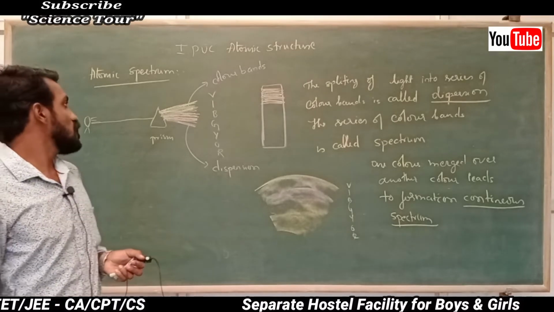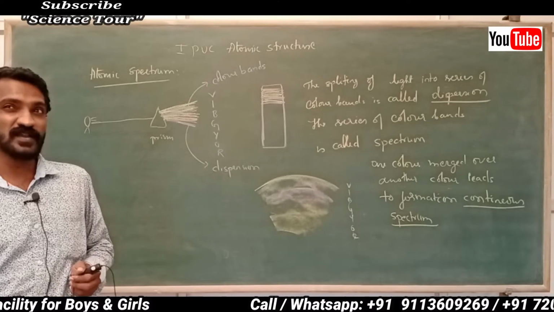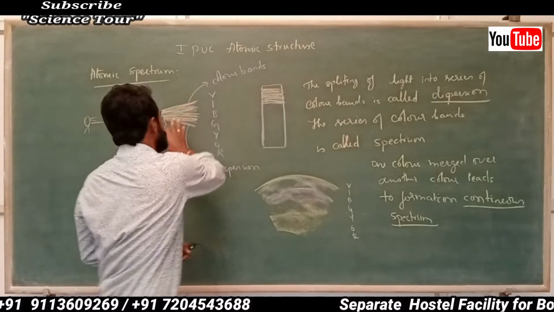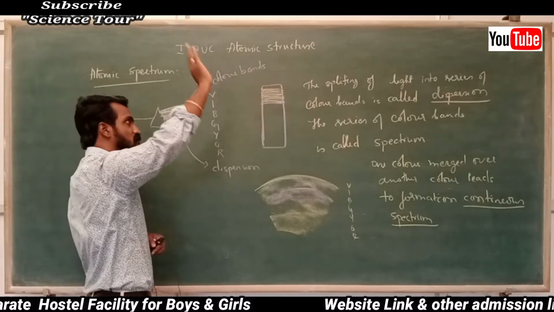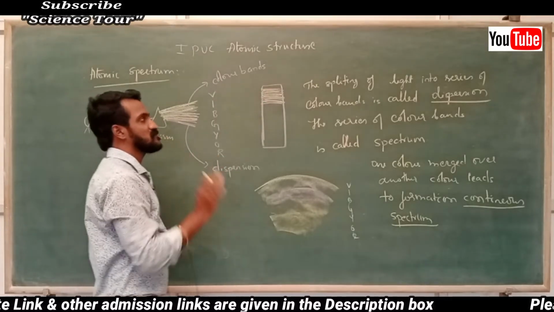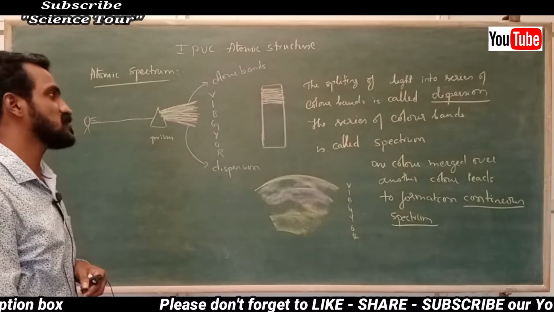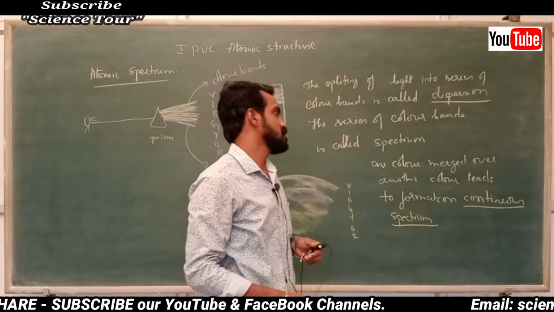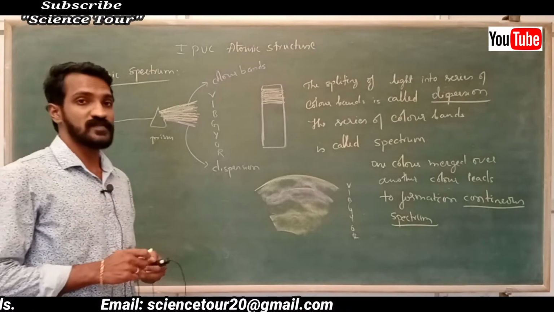Correct? So when white light passes through a prism, it splits into 7 different colors. Arranging these colors into a pattern, according to increasing order of wavelength or decreasing order of frequency, is called a spectrum. The splitting of light into a series of color bands is called dispersion. The series of color bands is called spectrum. One color merged over another color leads to formation of a continuous spectrum.